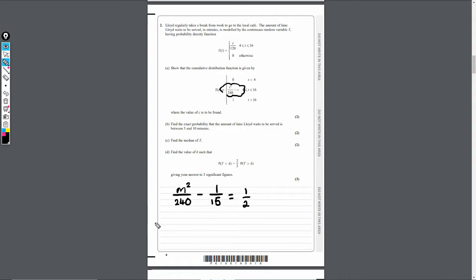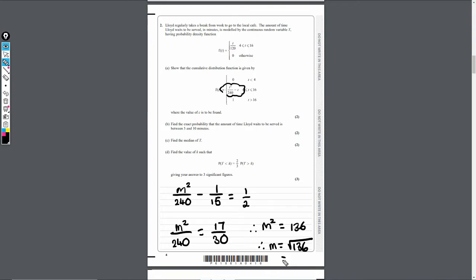So now, all I've got to do is keep simplifying this, so m squared over 240, if I add 1 over 15 to both sides, that'll give me 17 over 30. Now, times both sides by 240, I'll get m squared is equal to 136. So therefore, all we've got to do is square root this. Now remember, because what this question is looking at is time, we clearly can't have a negative solution.